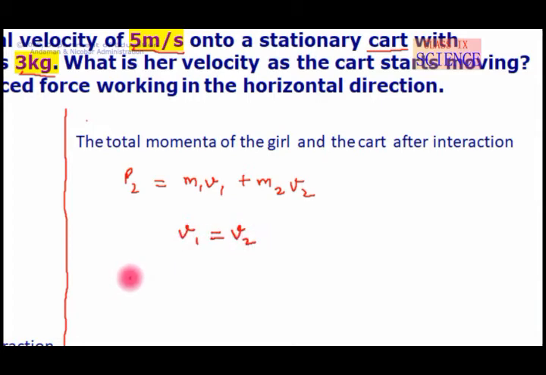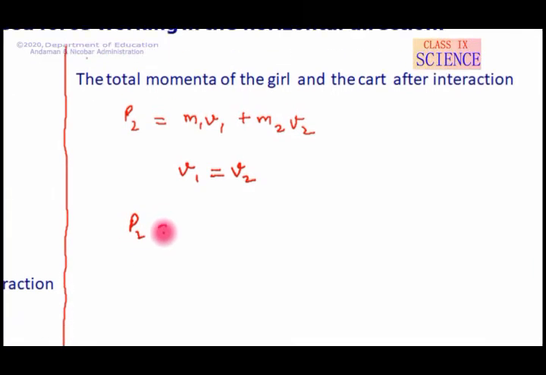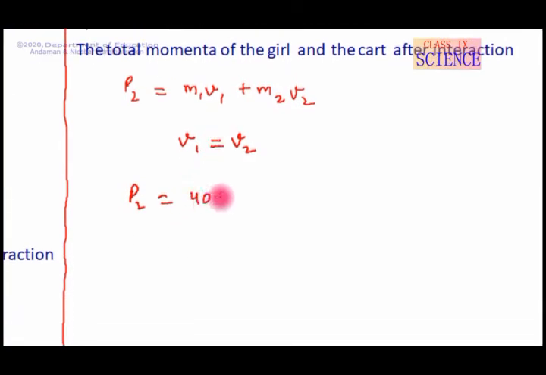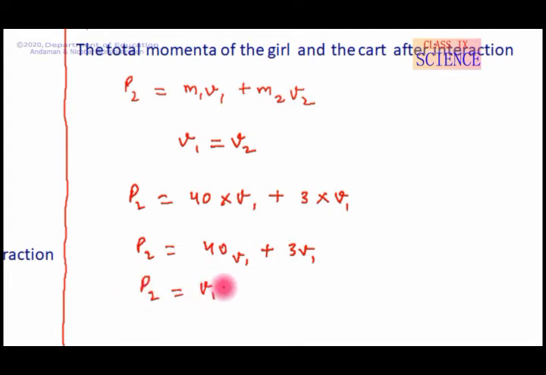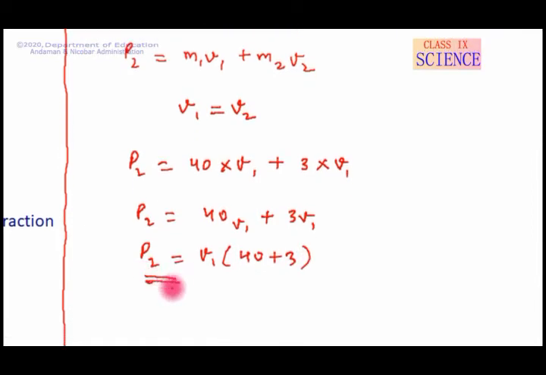So by substituting this we will write P2 is equal to m1, we know that it is 40, multiplied by v1, plus m2 is 3 kg multiplied by v2, which is v1. Okay. So P2 is equal to 40 v1 plus 3 into v1, which is 3 v1. By taking common we will get P2 is equal to v1 times 40 plus 3. So this is the total momenta of the girl and the cart after interaction.